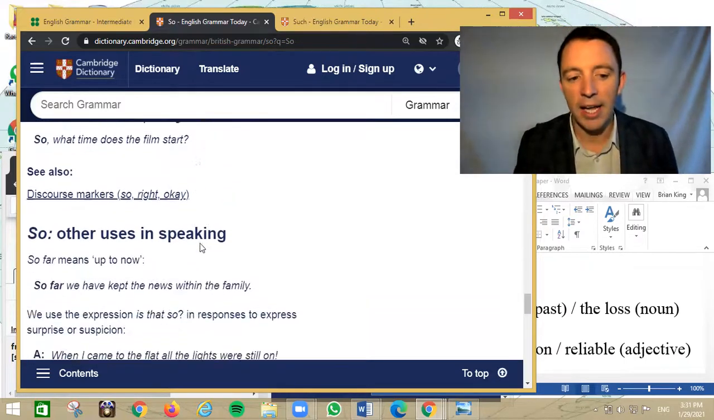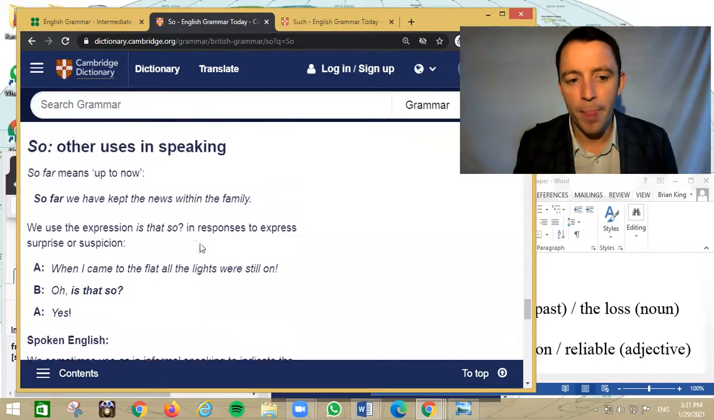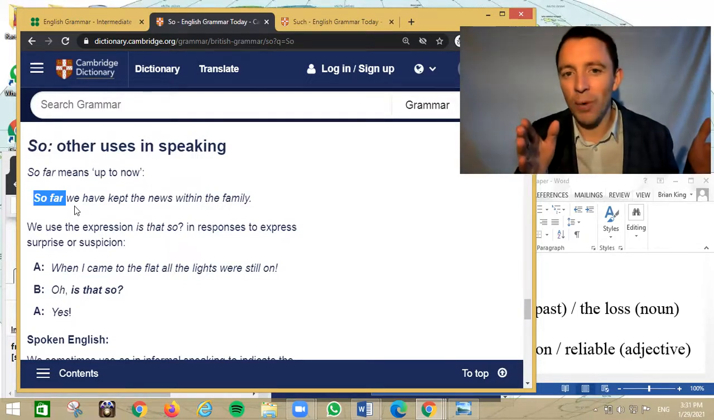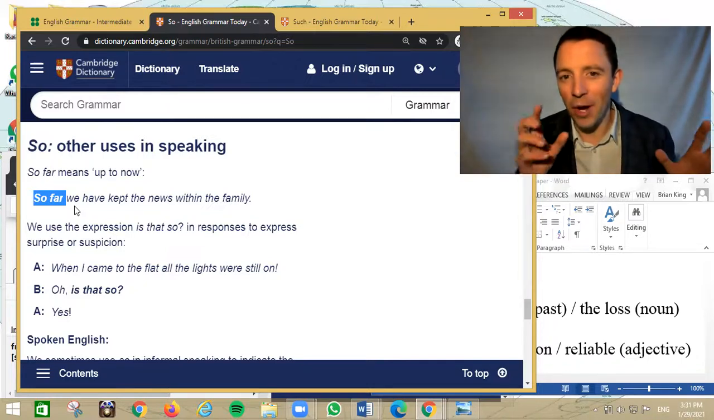Okay, and then finally, with other uses in speaking, so far, hasta ahora, and that's very common and very important. Very simple, but very, very frequent and very important. So in this class, so far, we have looked at so and such, and so far, it has been quite difficult. Hasta ahora. Okay, so far.